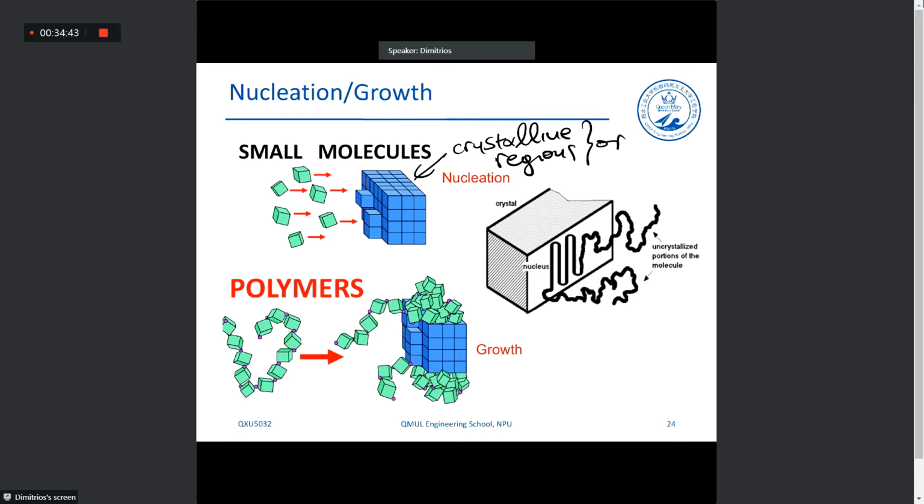Because we have order, okay? So we have both crystalline, and then, in order to form the semi-crystalline polymers, there are also regions that are not perfectly crystallized, okay?